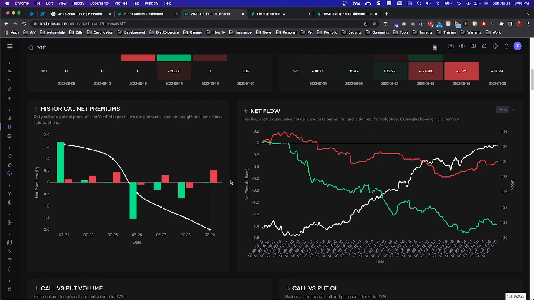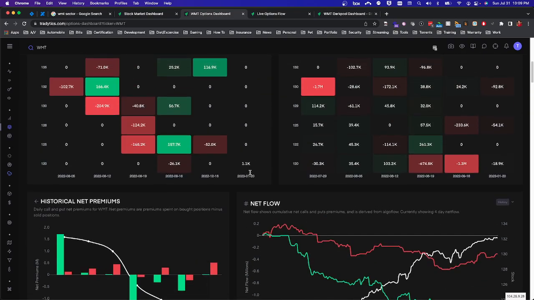Over here, you can look at historical net premiums as well. In the prior days, there's been a lot of call selling while puts have been relatively stagnant. Call selling is what the bar being under 0 means. A bar above 0 shows us put buying. Here you can see calls are pretty flat, while there's been more put buying as of July 29th.